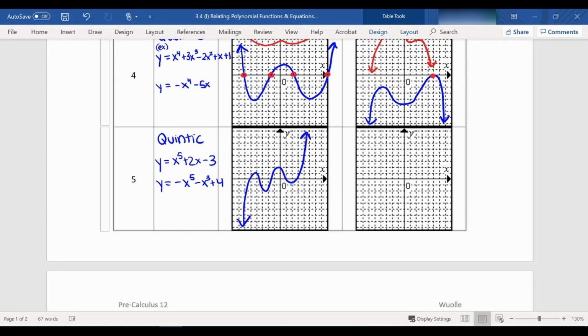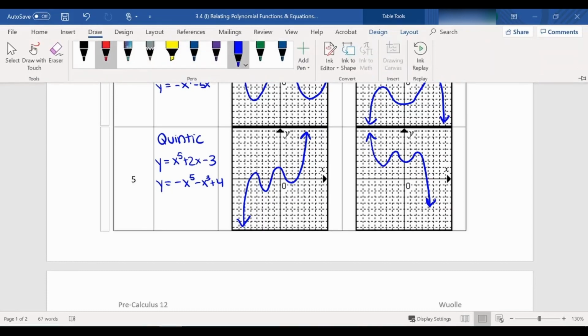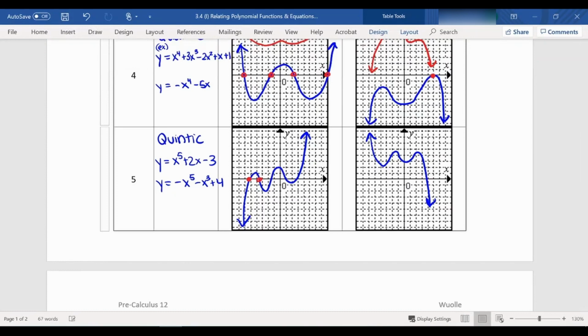Okay, so that would be a positive quintic. A negative quintic might look something like this. Again, like all the other ones we've seen, you could have much more slight examples. And you'll notice that you have 1, 2, 3, 4, up to 5 x-intercepts, but as little as 1. So on all the odd degree functions, you have to have at least 1 x-intercept. The tails will go in the opposite direction.